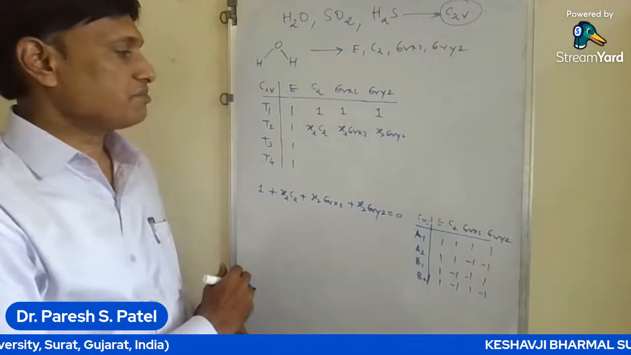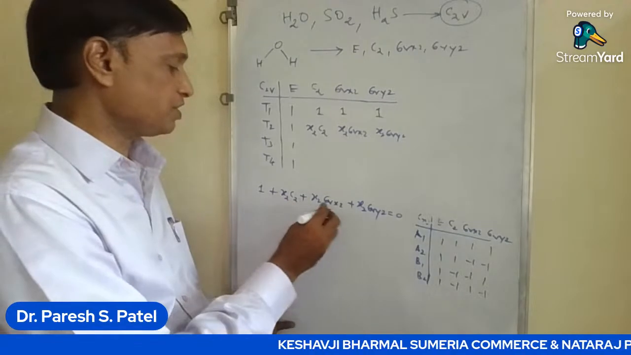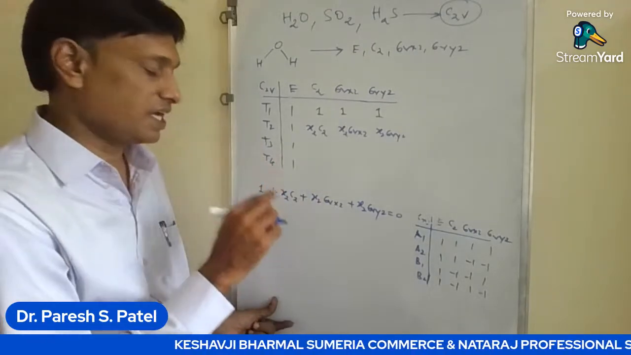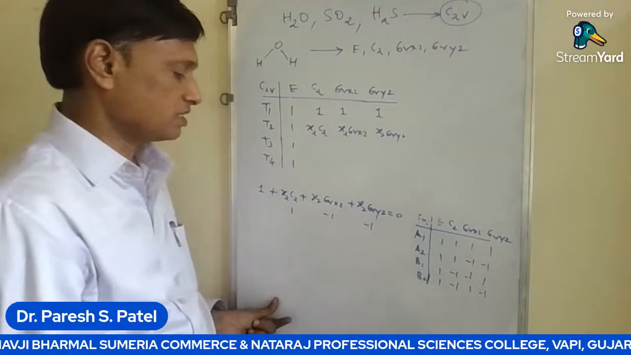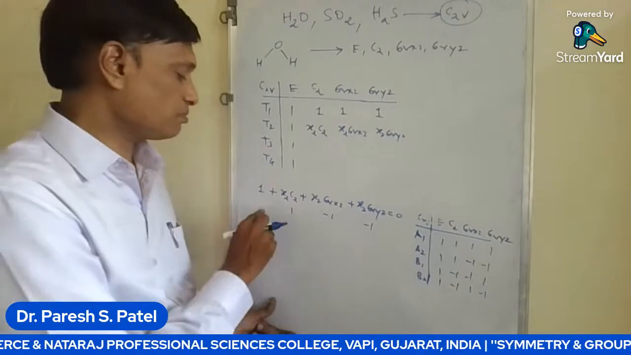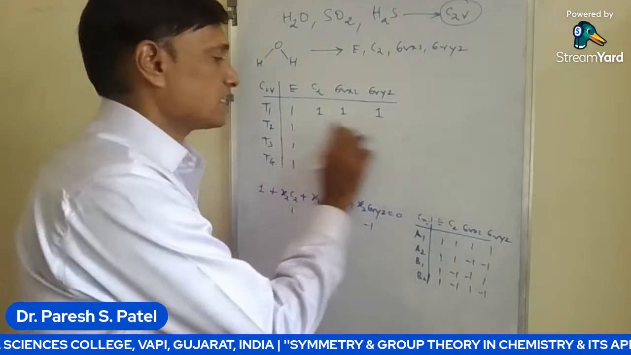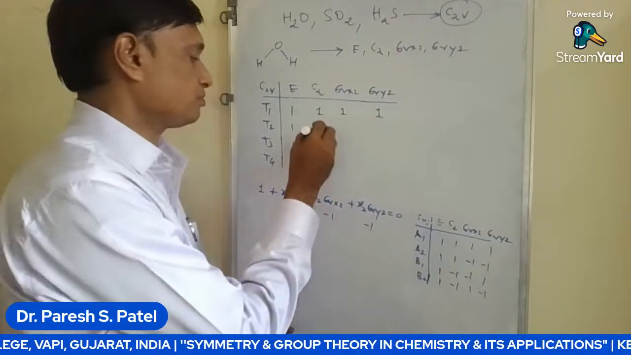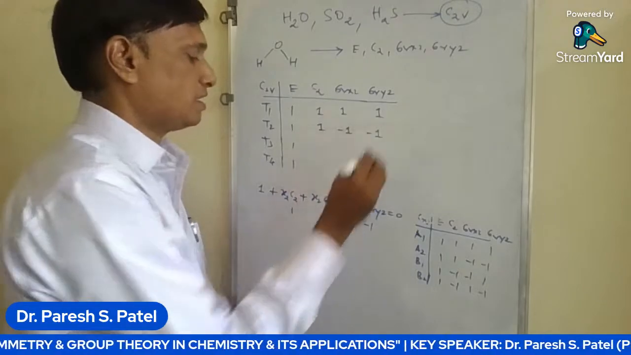Now this equation can be satisfied if the character for any two of the irreducible representations is equal to -1 and the remaining one is 1. Suppose this one is 1, -1 and -1. This can be satisfied, and this can also satisfy rule number 3: the sum of the squares of the characters is equal to the order of the group. It means the second irreducible representation should be 1, -1, -1.